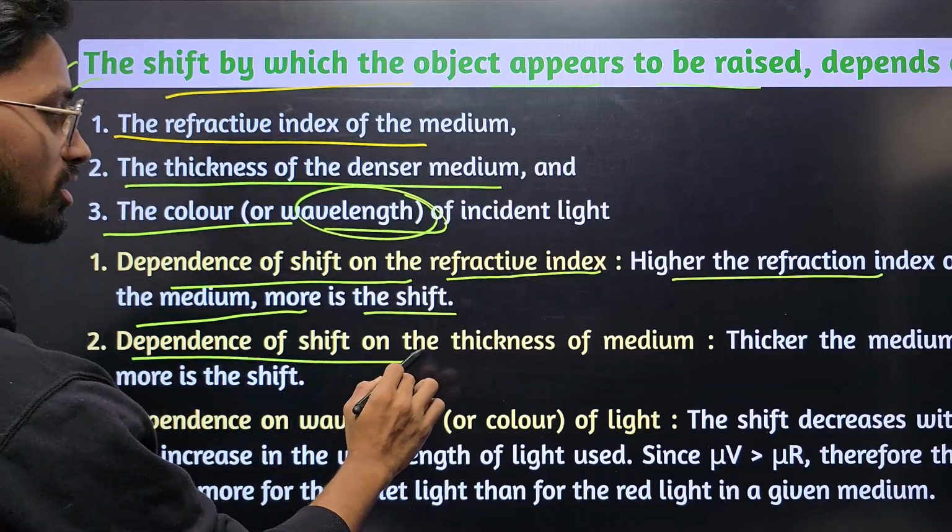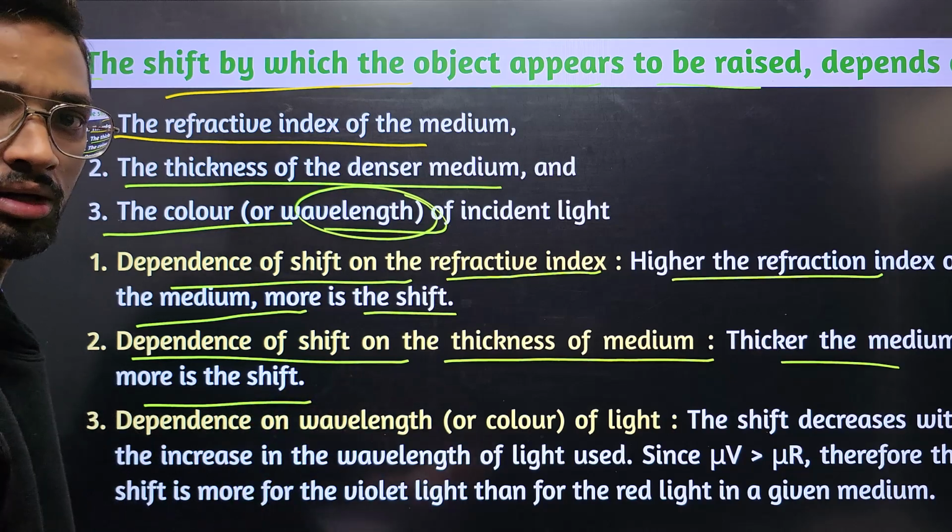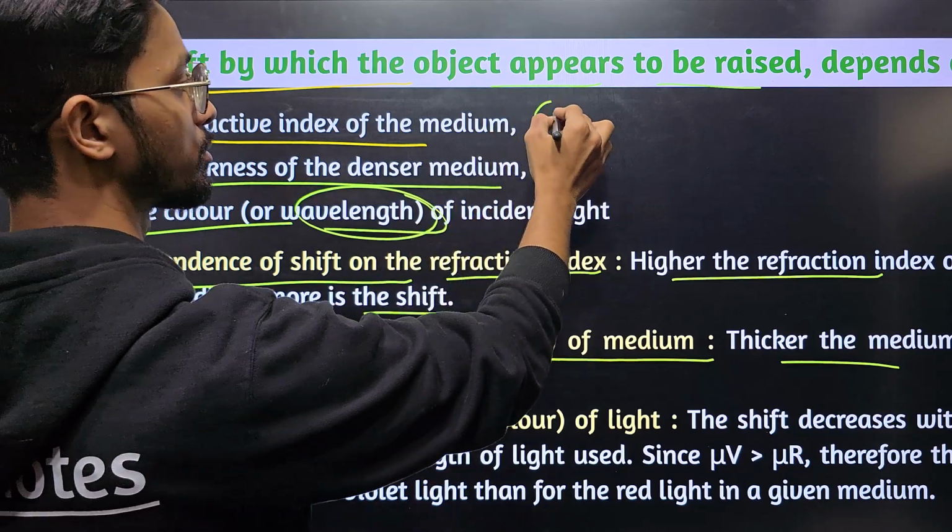Next, dependency of shift on thickness. Thicker the medium, more is the shift again. On both it is directly proportional.